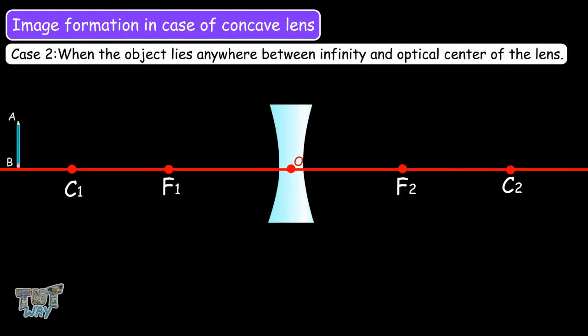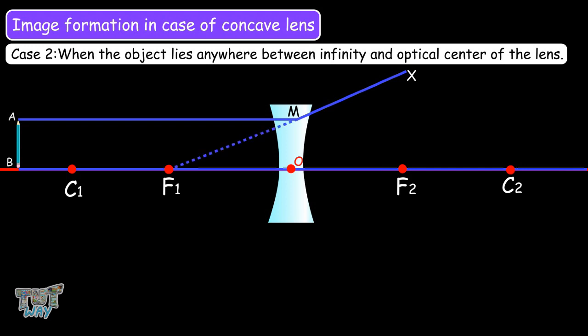Our second case is when the object AB is placed anywhere between infinity and the optical center of the concave lens. The light rays parallel to the principal axis diverge along the direction MX after refraction and appear to come from the principal focus F1. And the light ray that passes through the optical center goes without any deviation along the direction OY. So, both the light rays diverge but appear to meet at the point A'. By drawing a perpendicular line from A' to the principal axis, we get the point B'. The image formed is A'B'. It is virtual and diminished, and we know that virtual images are erect or upright.